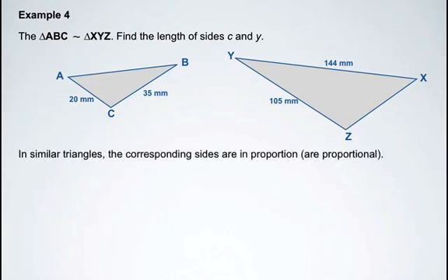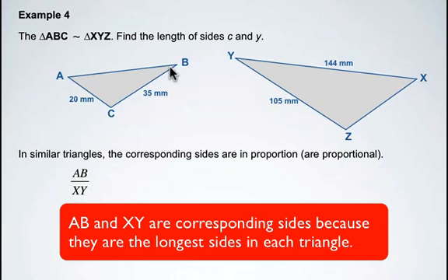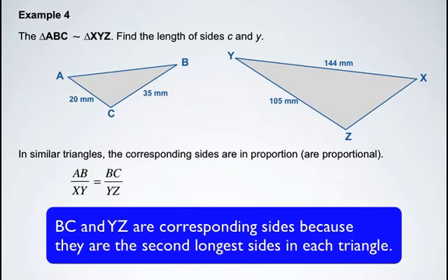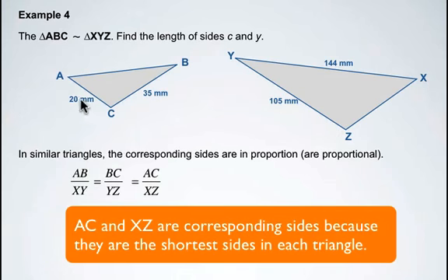We know that the property is true that in similar triangles, the corresponding sides are in proportion, or are proportional to one another. So that would mean that for these two similar triangles, the ratio of side AB to side XY would be the same value as BC to YZ, which would be the same value as the ratio of AC to XZ.